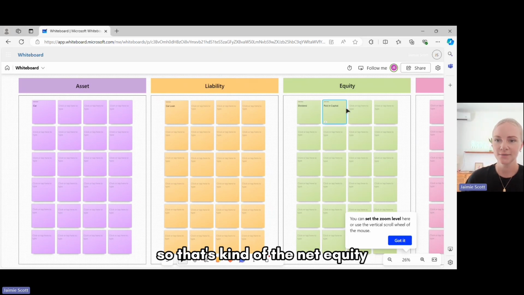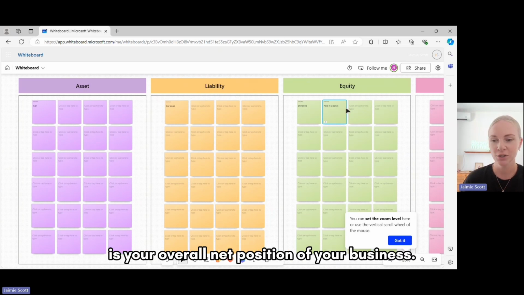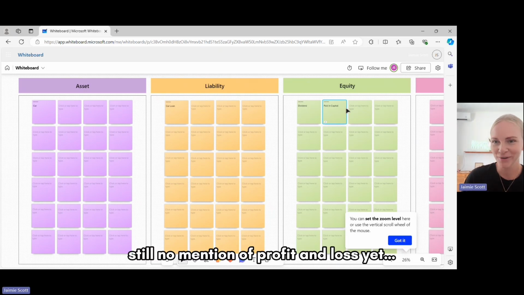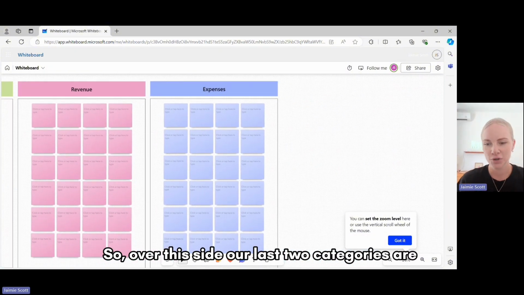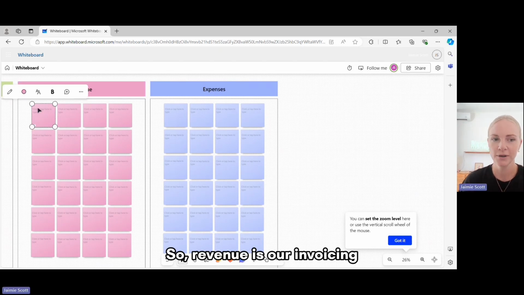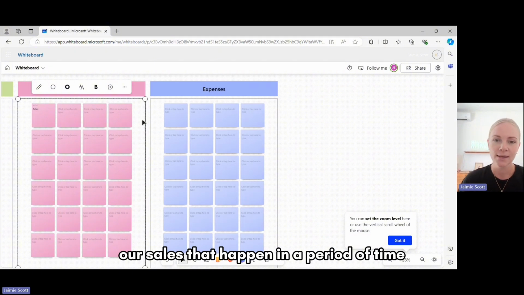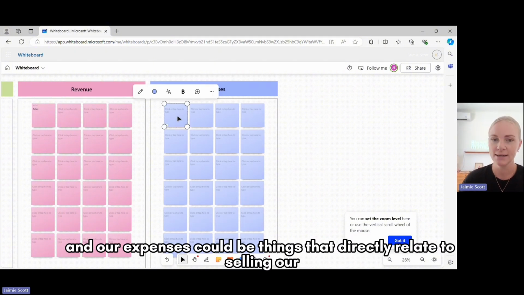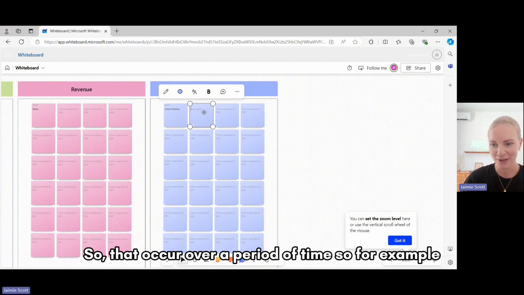And your equity, so that's kind of the net equity, the net worth of your business after you have all your assets minus all of your liabilities, is your overall net position of your business. Still no mention of profit and loss yet. So over this side, our last 2 categories are revenue and expenses. So revenue is our invoicing, our sales that happen in a period of time. And our expenses could be things that directly relate to selling our item. These are our cost of goods sold, or overheads, that occur over a period of time.